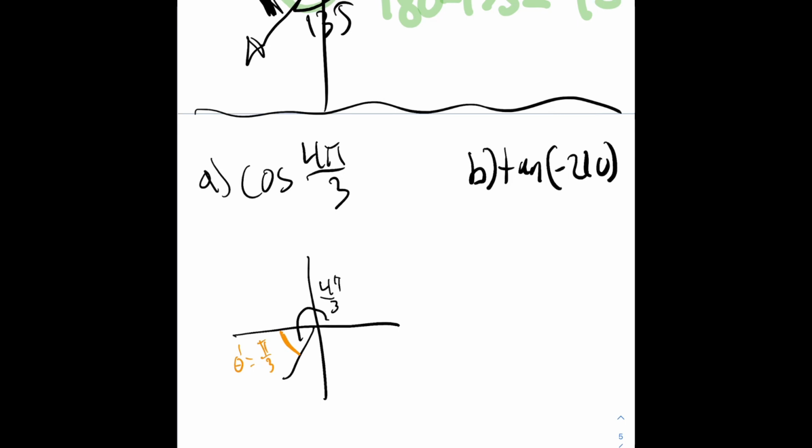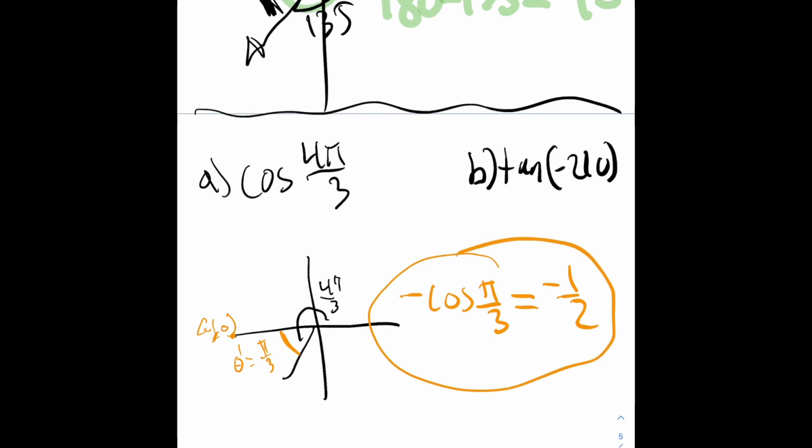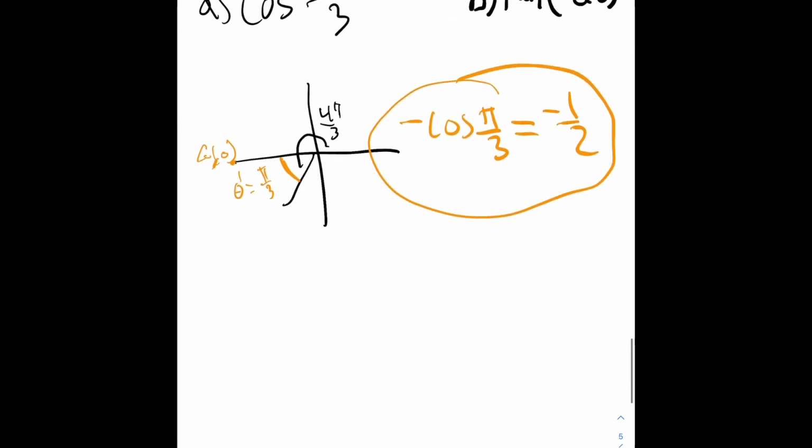I know that cosine over here is negative 1. This point is negative 1, 0. X is 0. So I would say negative cosine of pi over 3. And I know that that answer is negative 1/2. So that's my answer for part A.